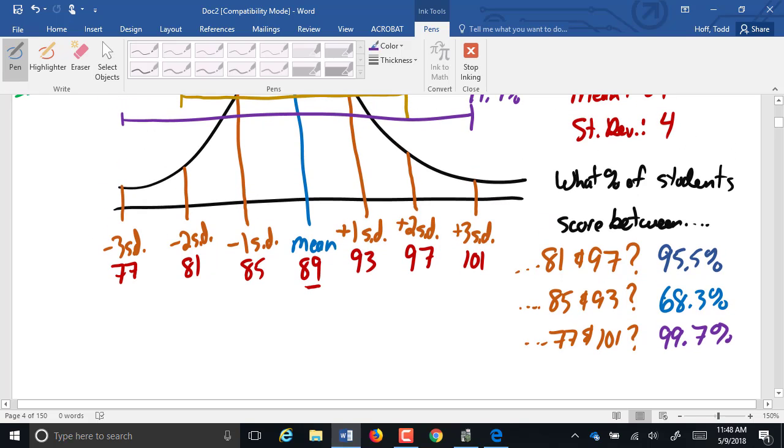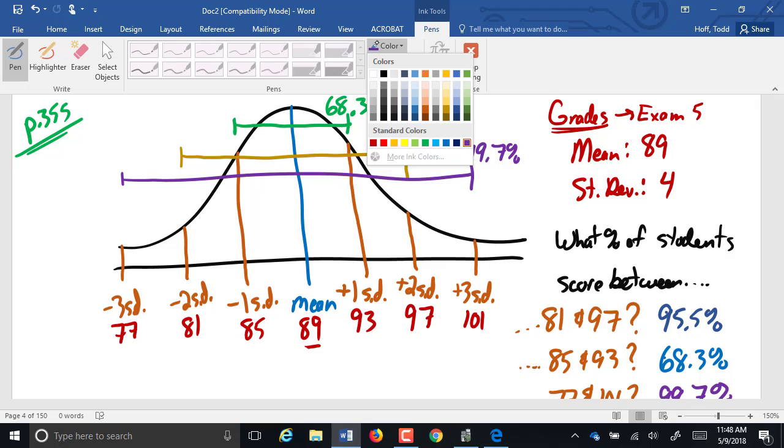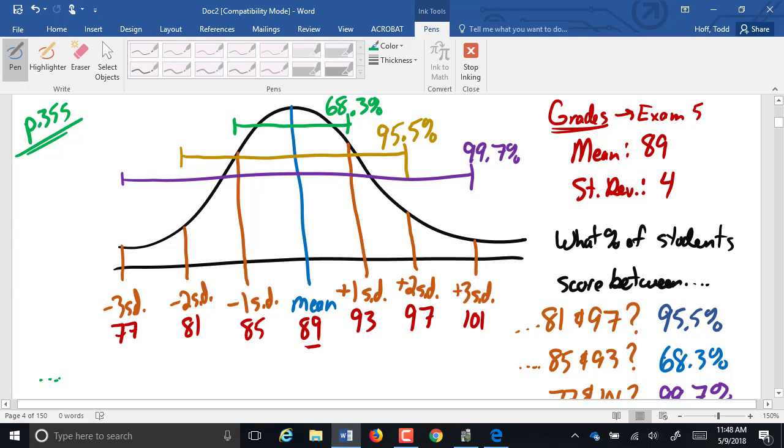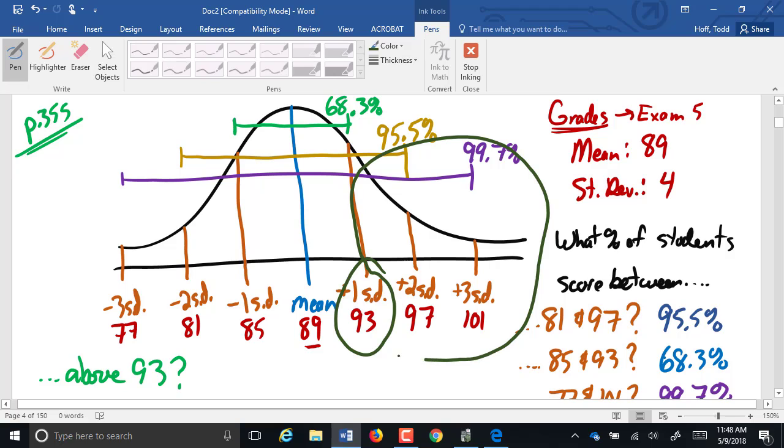Well, that's great if we want to go to those ranges, but if we had different questions, let's say we wanted to ask what percent would score more than, or above, 93. Well, that's a little trickier. Here's 93. Above would be going this way, to the right side of that. Well, how would I get that percent?